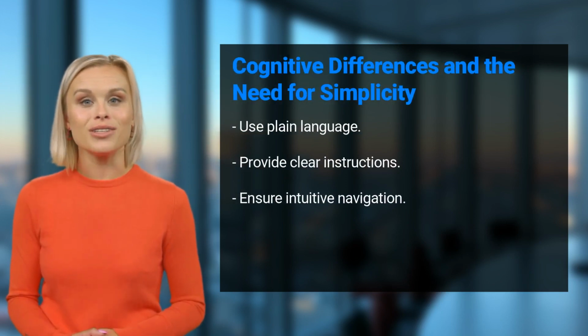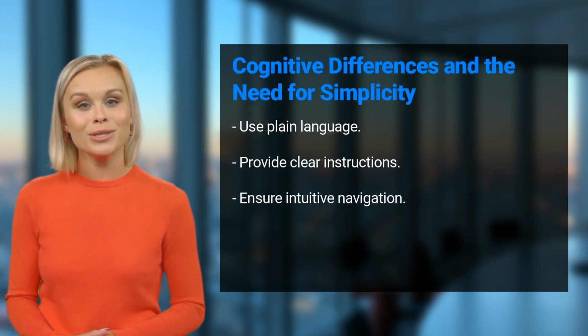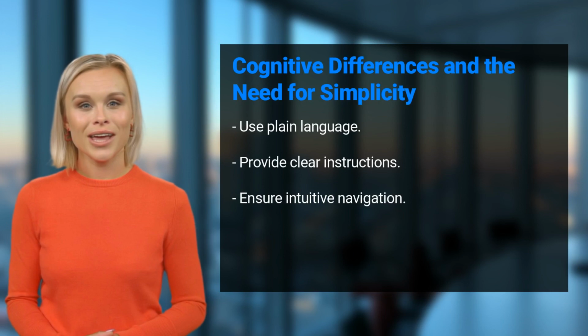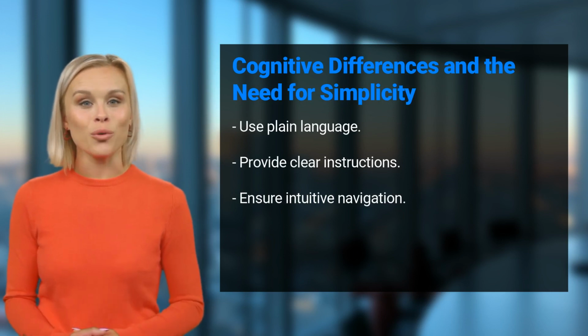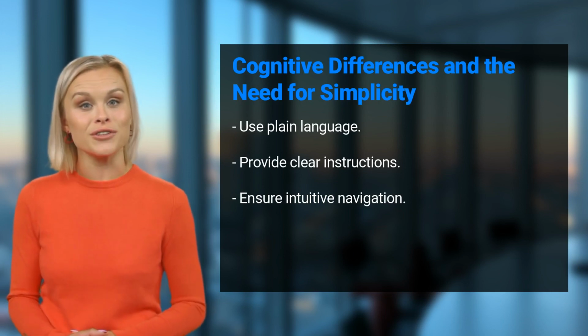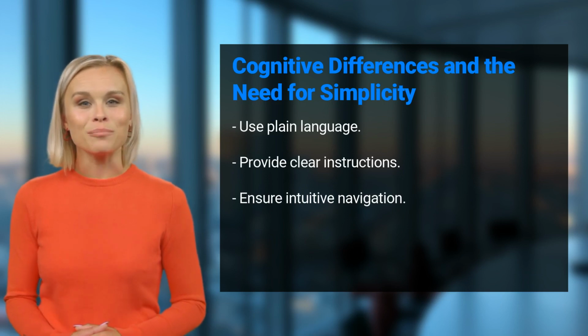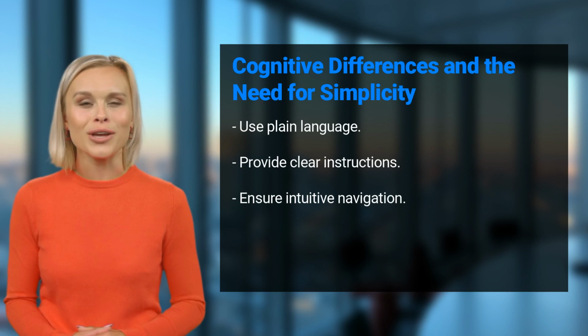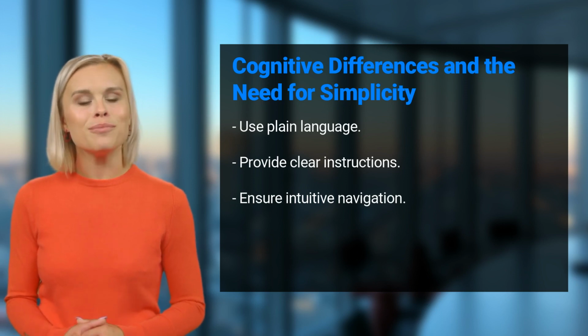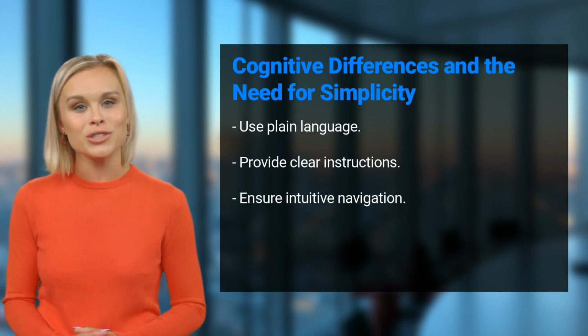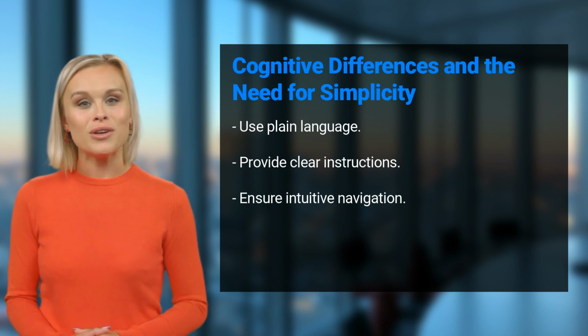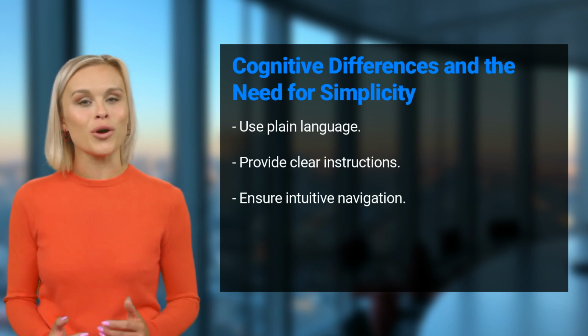Now let's discuss cognitive differences, such as dyslexia or ADHD, and how we can make our digital content more accessible for individuals with different ways of thinking and seeing the world. Simplicity in design plays a significant role in ensuring accessibility for this group. By using plain language, clear instructions, and intuitive navigation, we can make our digital content more inclusive.